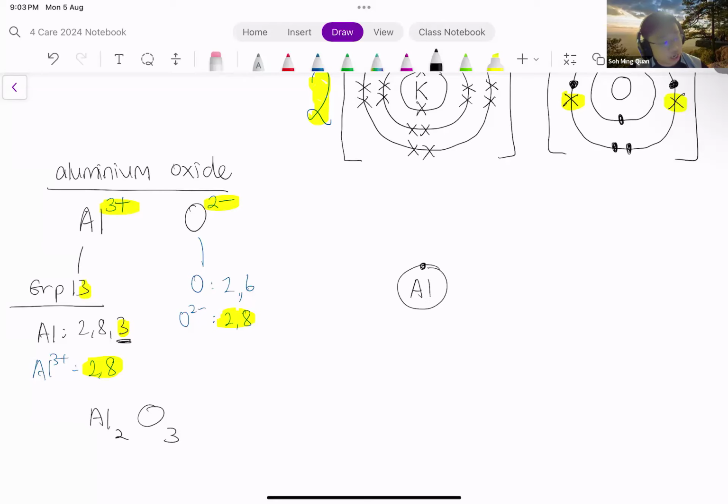Now you are ready to draw. It's just 2,8 for both. It's not difficult. Just ensure you draw carefully, count properly, and indicate the charges carefully. There are 2 aluminium, so it's 2 Al3 plus, and the O2 minus.